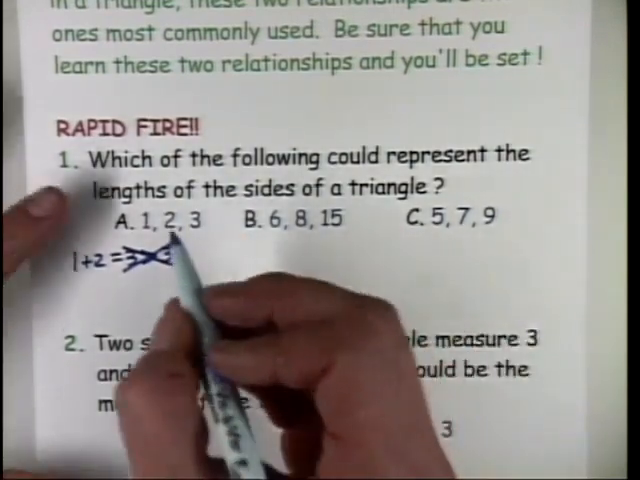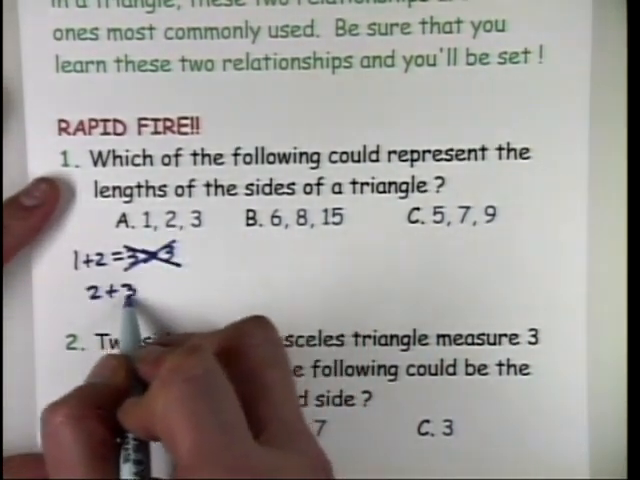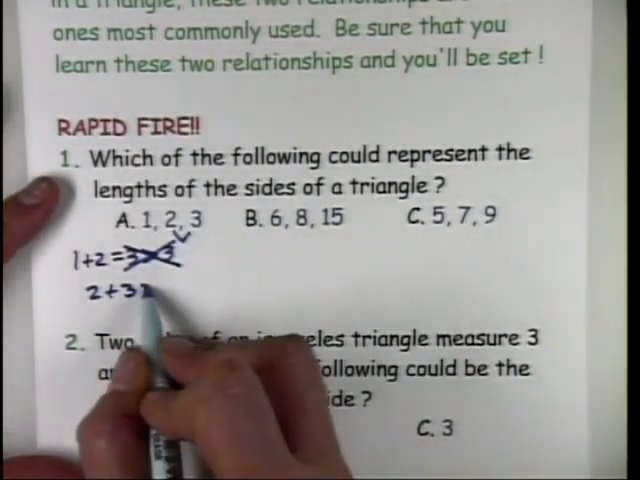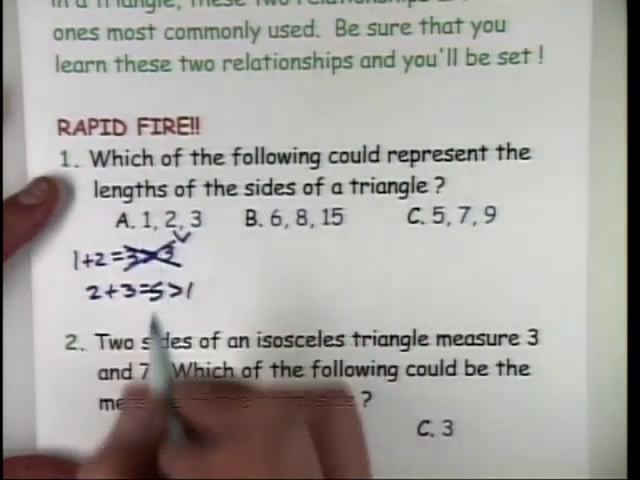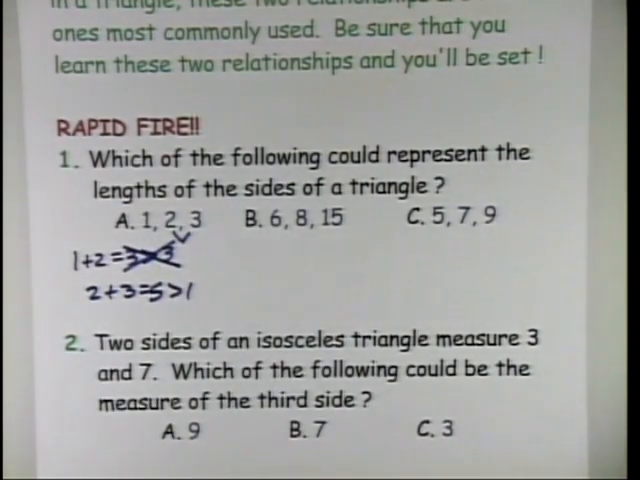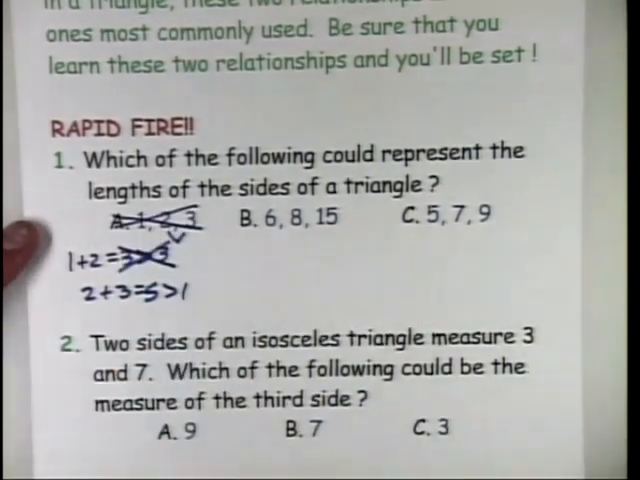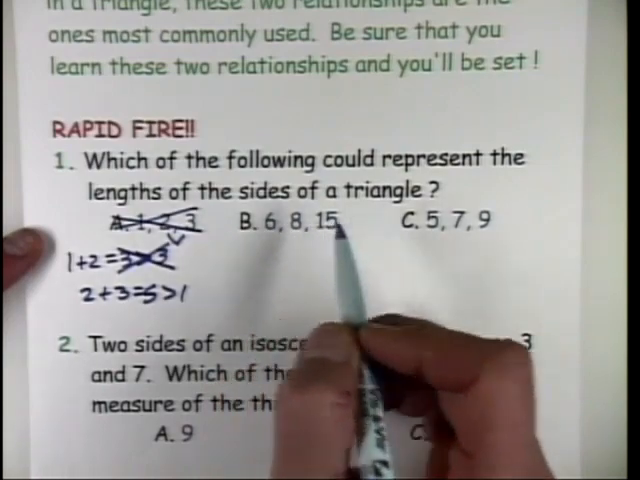a triangle. So even though in this case, if I had chosen 2 plus 3, the other two side lengths, that equals 5, and that is greater than 1, we have to check all three, and they all three have to pass. So we found one that failed, moving right along, not the answer. Coming over here to 6, 8, 15.